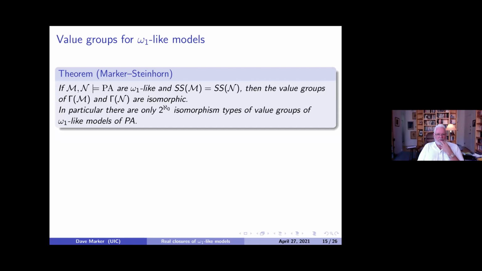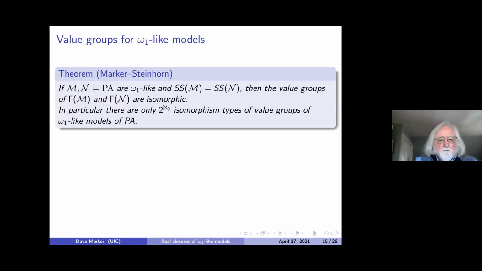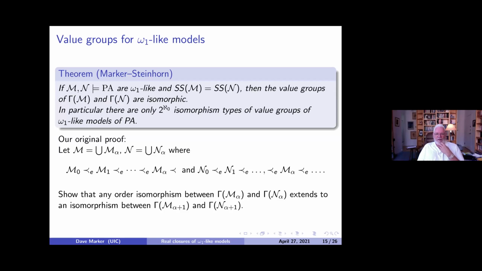Okay, so I have ω1-like models of PA. If the standard system is the same, the value groups are isomorphic. In particular, it says there are only continuum many isomorphism types of value groups, which is sort of interesting. And our original proof was just brute force. You have these two ω1-like models, you break them up as continuous ω1 chains of countable models. And we showed basically by brute force that if you have an isomorphism at the first step, then you can continue that at every step. You can always extend the isomorphism.